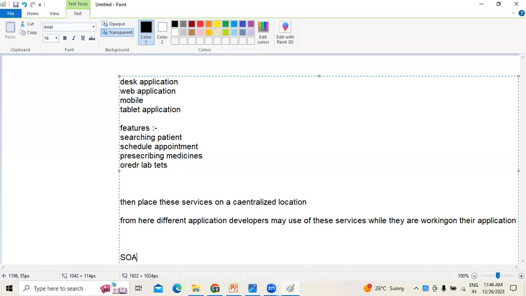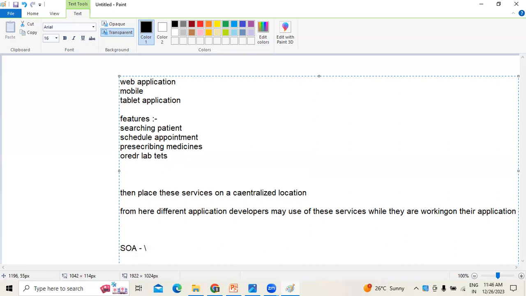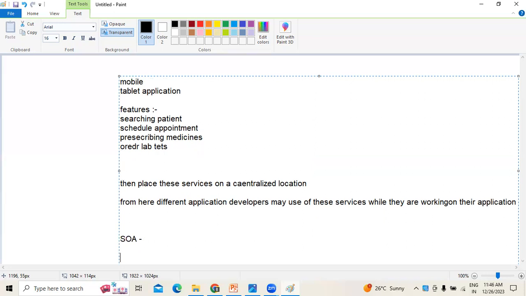Now, here if you look at service-oriented architecture as an example, service-oriented architecture is the one, it's a software style design where services are provided to the other components by the application components, right?